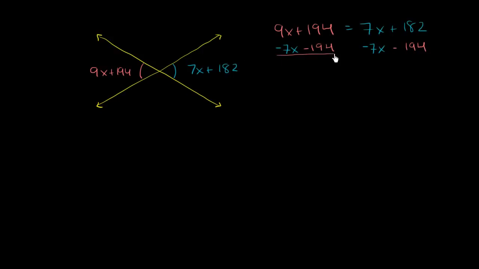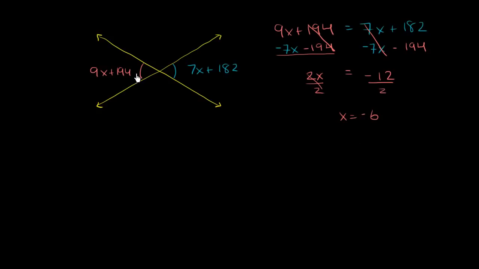And on the left, what we're left with is just 2x. And on the right, what we're left with, let's see, 182 minus 194. So if it was 194 minus 182, it would be positive 12, but now it's going to be negative 12. We're subtracting the larger from the smaller, so it's equal to negative 12. And then divide both sides by 2, and we get x is equal to negative 6.